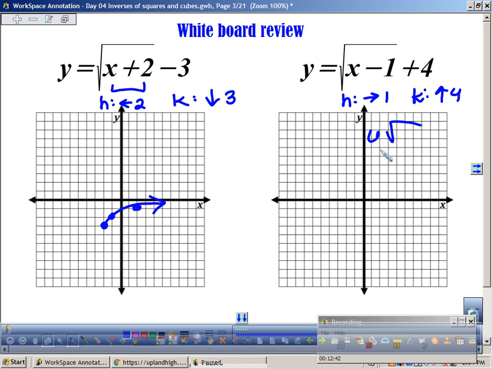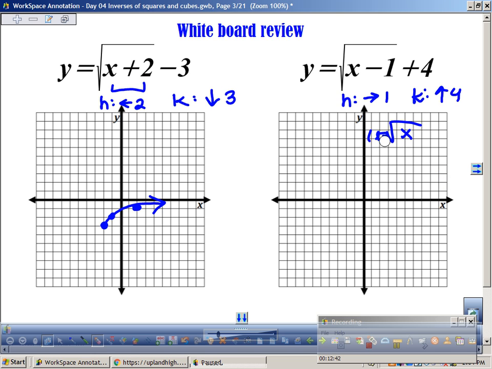From just the parent graph, y equals the absolute value of x. This is where I would start, right? Over 1, up 1. Next point would be 4. 1, 2, 3, 4, because the square root of 4 is 2. The next one would be 9. 1, 2, 3, 4, 5, 6, 7, 8, 9, because the square root of 9 is 3. I did it on the last one. I just picked it up and shifted it over 1.